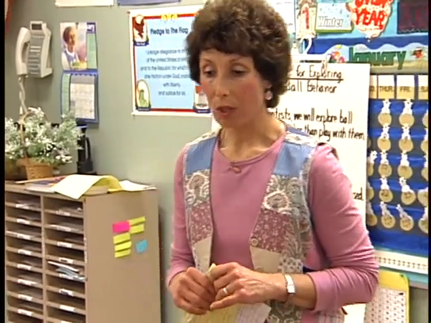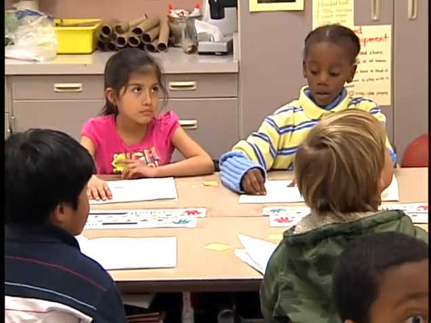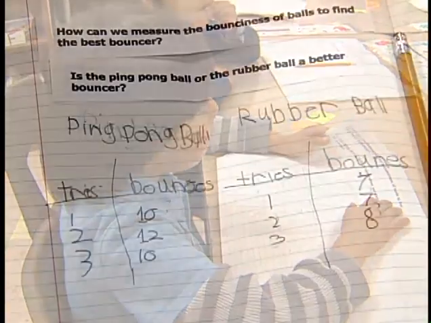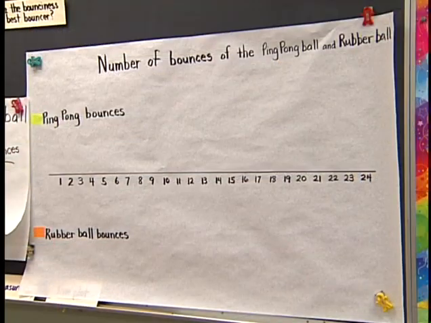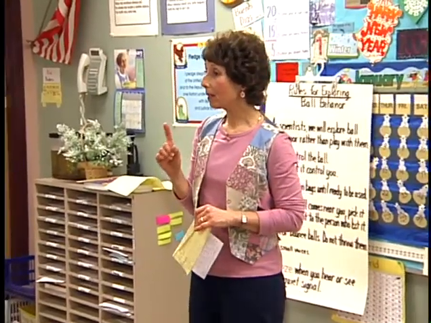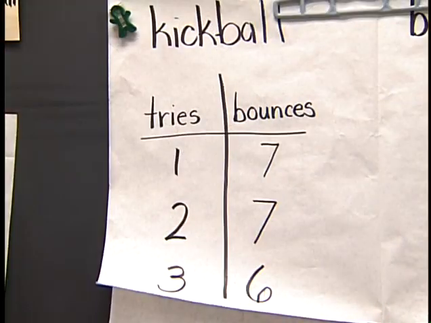Okay, boys and girls, you just finished measuring the bounciness of your 2 balls by counting how many bounces they made. And you have that information on your T-charts, right? You're going to take that information and we're going to put it on a line plot graph. But what I want you to do right now is watch me, because I'm going to show you how to find the middle number of the 3 numbers that you got. And then we figured out the middle number to each ball.